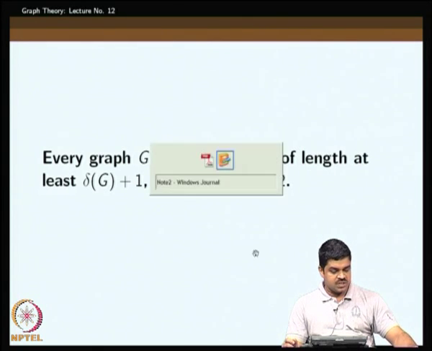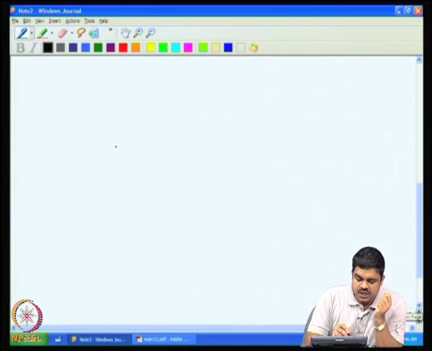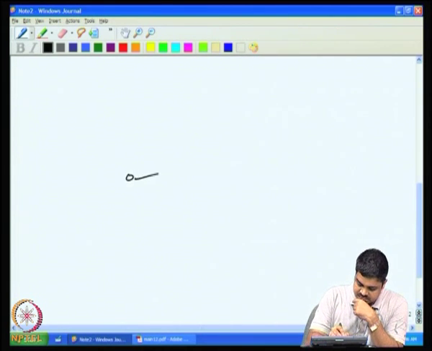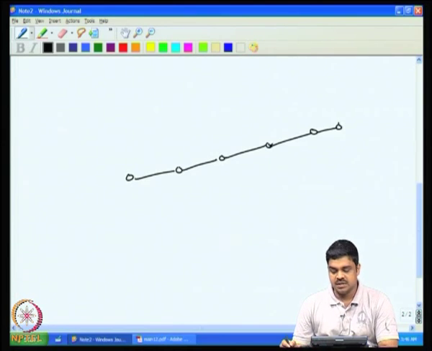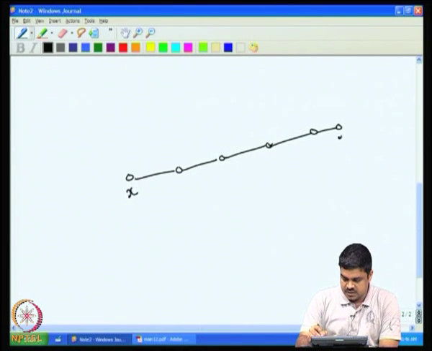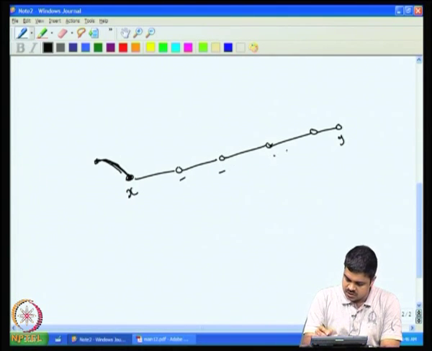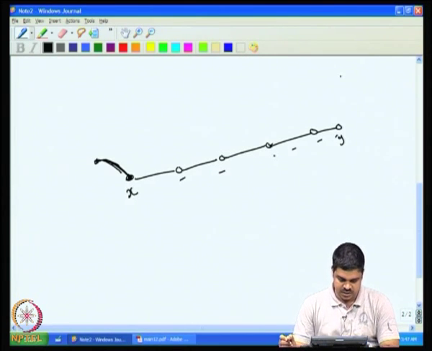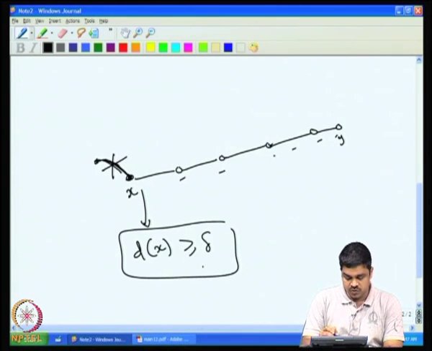How do we prove this? This is an old theorem from Dirac, and the proof is simple. We consider the longest path in the graph G. If we look from the end vertex x of the longest path, it cannot have a neighbor outside the path, because then we would get a longer path. So this kind of edge will not be there. But the minimum degree is delta, that is, d of x is greater than or equal to delta.